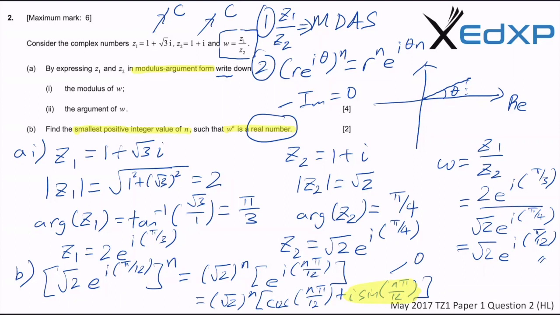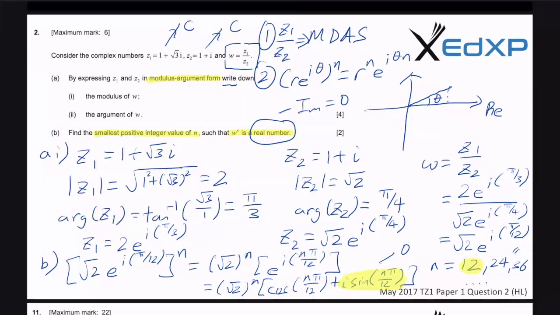Sine of pi, minus pi, 2 pi, 3 pi, 4 pi, all of these give me 0. Therefore, n must be equal to 12, or 24, or 36, and so on and so forth. But since we want the smallest positive value, the final answer will be n equals 12. So I hope you got that first question.